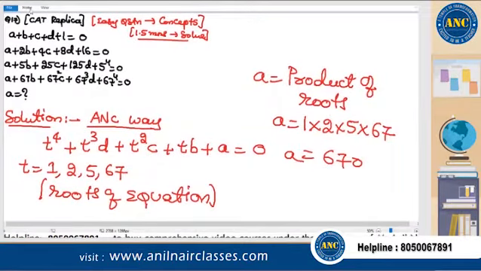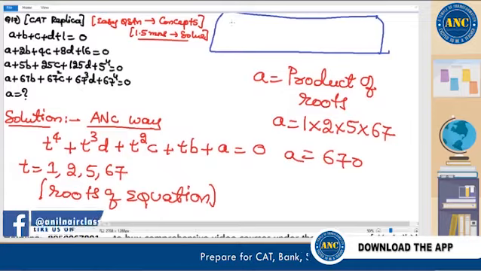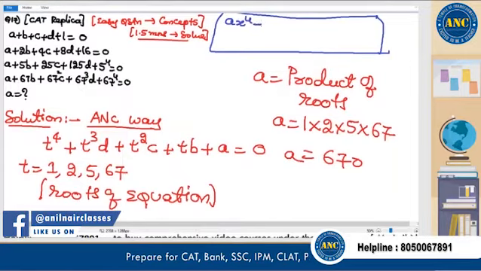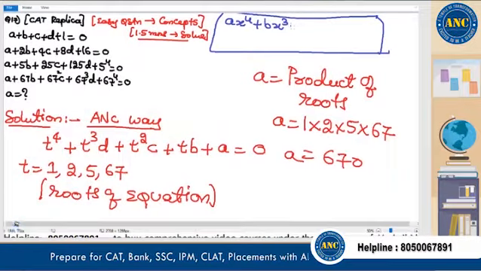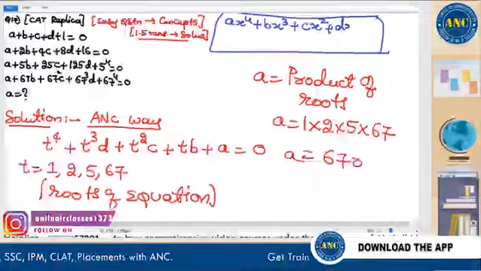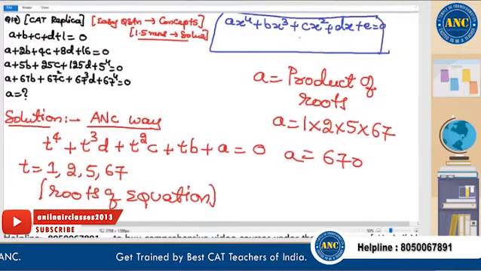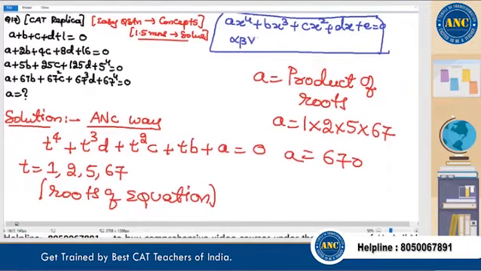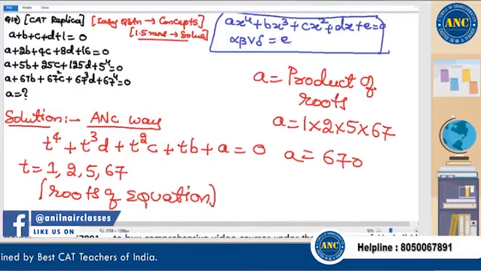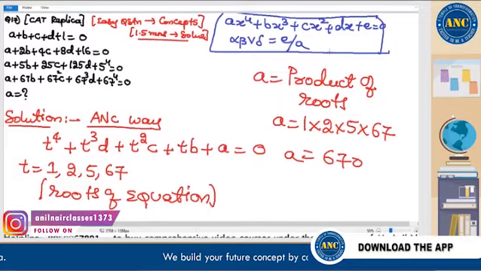We have already discussed, or probably you might have done it in your 12th. If the equation is of the form ax^4 + bx^3 + cx^2 + dx + e = 0, the product of the roots is given by e/a.